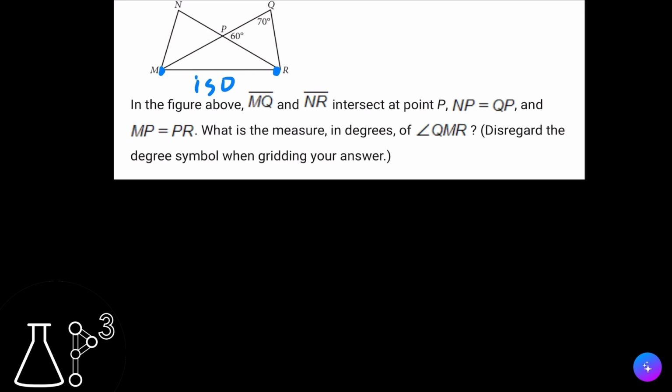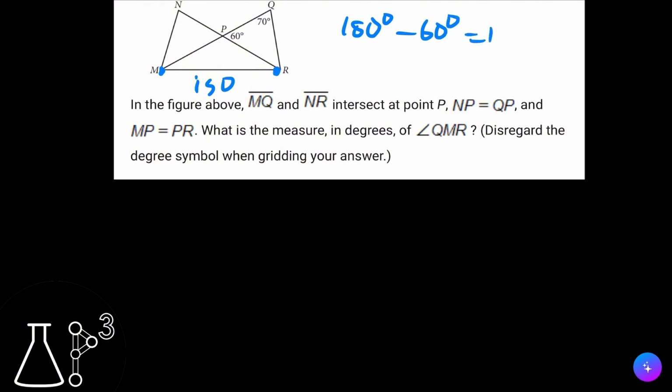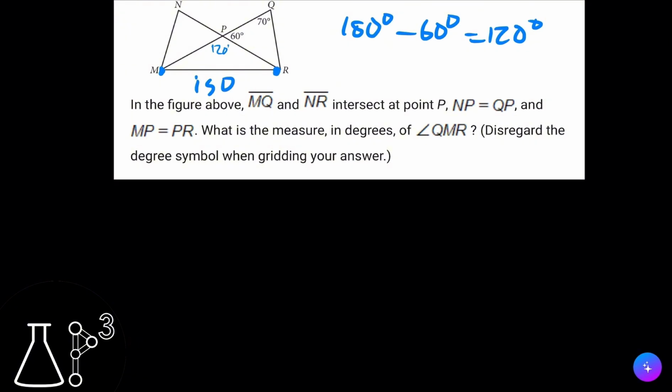Okay, so I'm given that QPR equals 60 right over here. So what I can do is look for the angle of MPR by subtracting 180 minus 60. So if I do 180 minus 60, that equals 120 degrees. Therefore, MPR equals 120 degrees. But why am I able to do 180? Well, in a straight line, we have the angle measure of 180. Therefore, 60 plus the number equals the angle measure of 180 degrees.